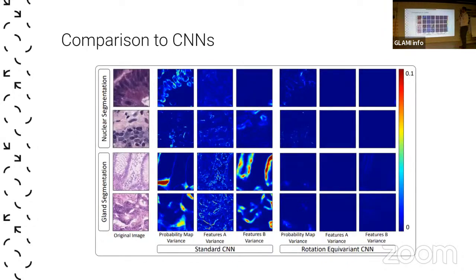Then another nice image from the paper is here, where you can take a look at the average variance of the features when you rotate the input image. On the left, again, is the standard convolution. On the right is the equivariant CNN. And you can see that the variance goes much closer to 0 when the model is equivariant, compared to just the convolutional neural networks.